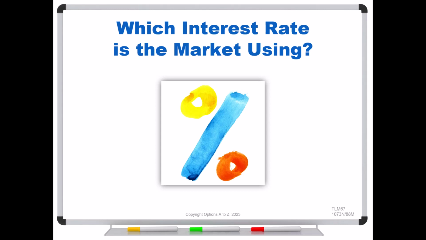There's a tiny bit of math, but nothing that I'm sure everybody out there can handle, and I'll step you through it. But for those times that you're trying to figure out which interest rate the market is using, here's how you're going to do it.